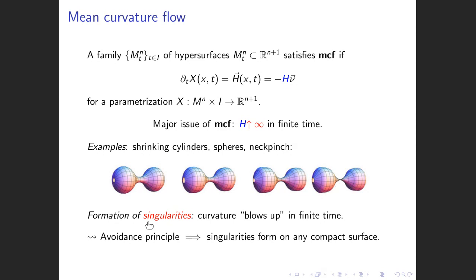Okay, and in fact, since the mean curvature flow satisfies the avoidance principle, which says that if you have two surfaces that are disjoint, then they will remain disjoint, this implies that singularities should form on any compact surface, right? So if you have any compact surface, you can put a big sphere around it. We know that the sphere is going to disappear in finite time. Therefore, something should happen to your surface in finite time.